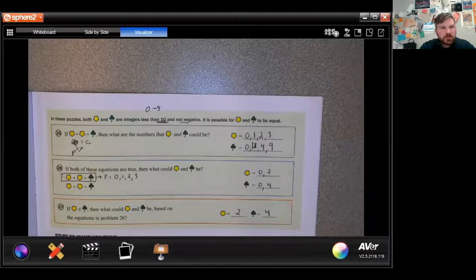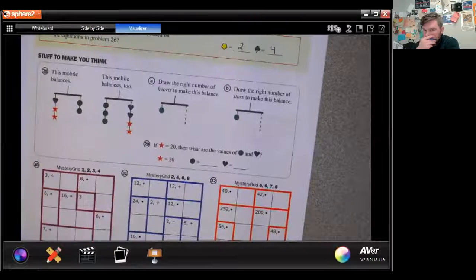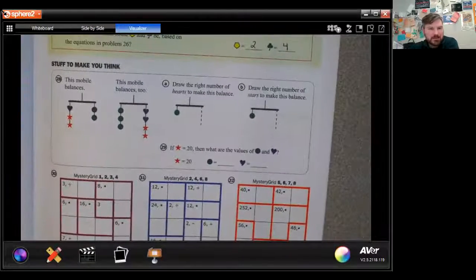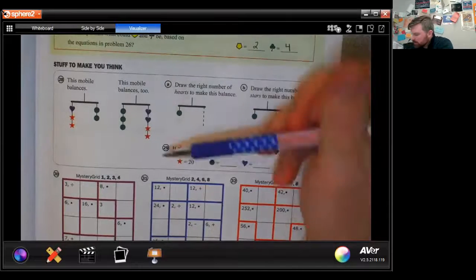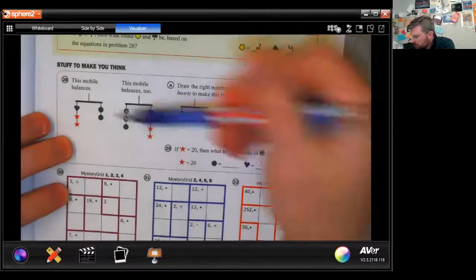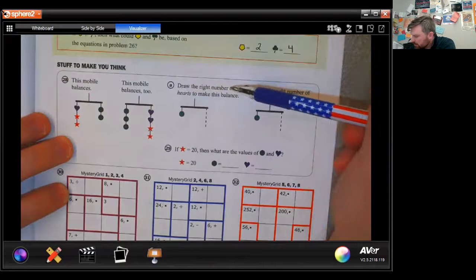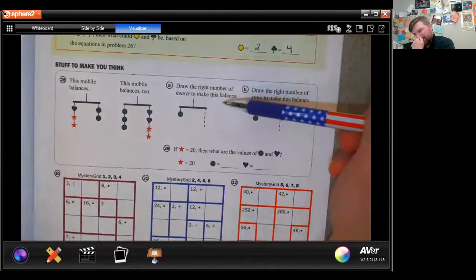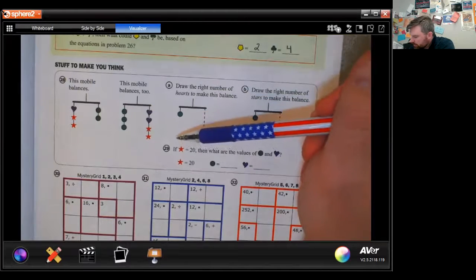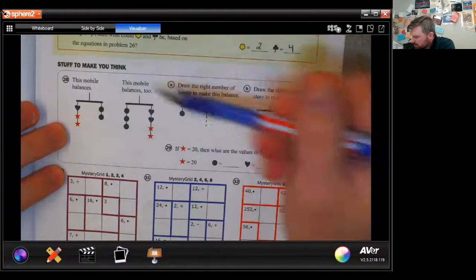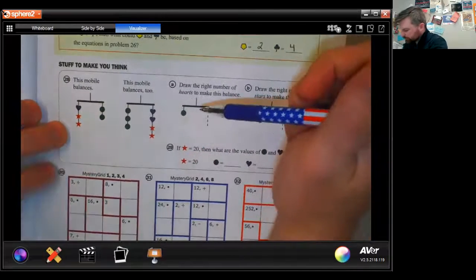Okay, and we've already done the top portion of this page, so we're going to look down here with number 28. It says this mobile balances, and this mobile balances too. So both of these balance. Draw the right number of hearts to make this balanced. Okay, so we kind of need to look at how many hearts a circle equals.